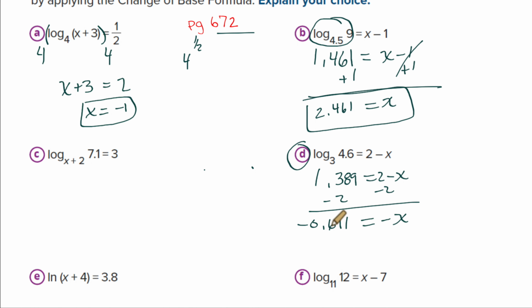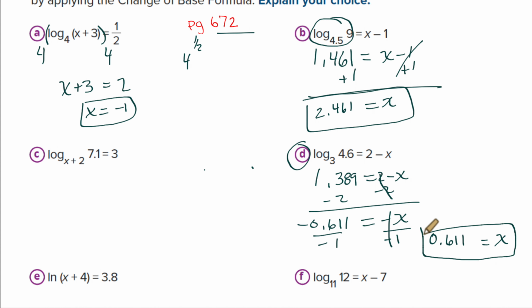When I write that down, it's all equal to, these would cancel, and don't forget your negative sign, -x. There's only one more thing to do. I've got to get rid of that negative sign, so I divide by -1 or multiply by -1, however you want to do it. And I'm going to get x equals 0.611. That'll be the answer for D. Whew, easy enough.